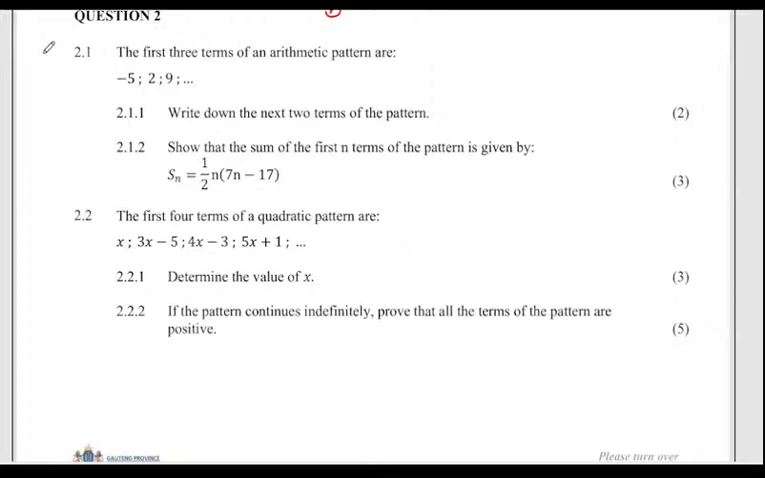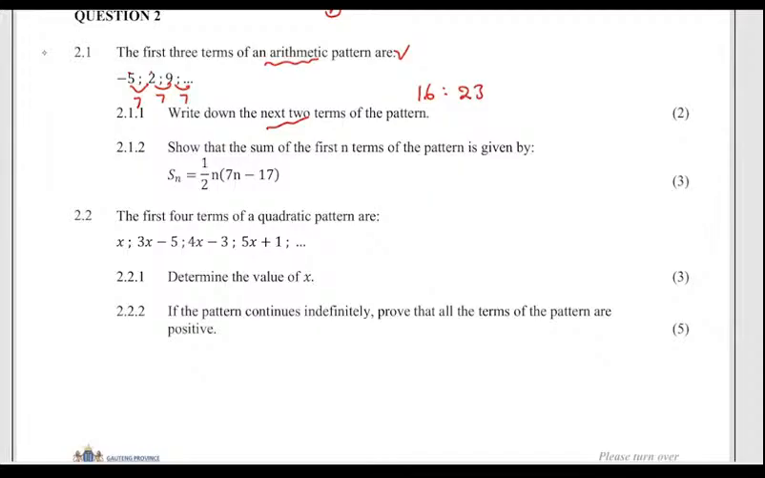We're being told that the first 3 terms of an arithmetic pattern are these. Can we write down the next 2? So what is happening here? T2 minus T1, they told us it is arithmetic, so we must have a common difference. So that is a 7. When we add 7, we must get 16. You add 7, you get 23. So those are the next 2 terms that the question simply wanted.